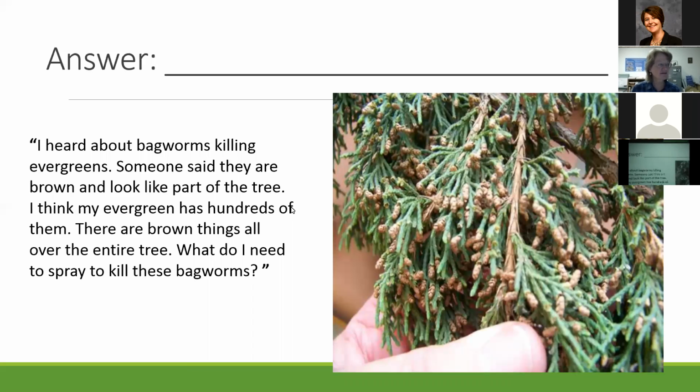Okay, I heard about bagworms killing evergreens. Someone said they are brown and look like part of the tree. I think my evergreen has hundreds of them. They are brown things all over the entire tree. What do I need to spray to kill these bagworms? And these are actual questions that I have received in the office and actual pictures that I have received in the office. So I'm not making these up to be silly or facetious or anything.